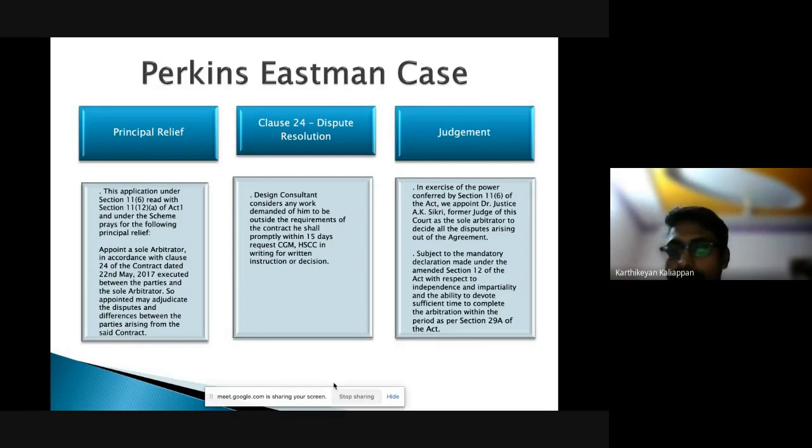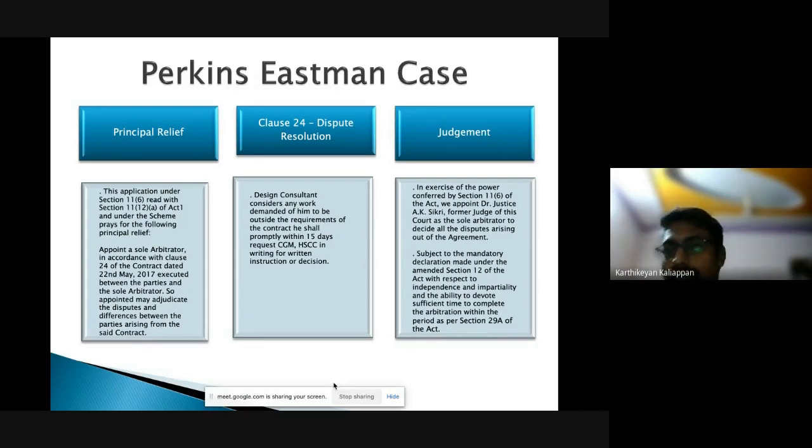So the SC ruled that out, and then further used its power under section 11(6) of the Act and appointed Dr. Justice Sikri, who is retired, as a sole arbitrator to go through this case. So if you look into that judgment, that's the thing which is happening, subject to the mandatory declaration made under the amended section 12 of the Act with respect to independence and impartiality and the ability to devote sufficient time to complete the arbitration within the period.